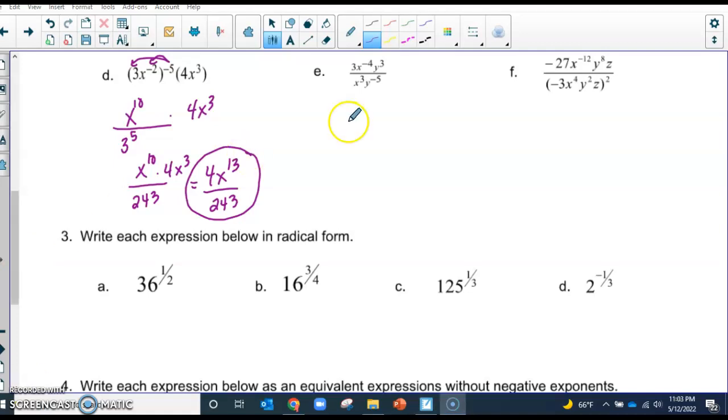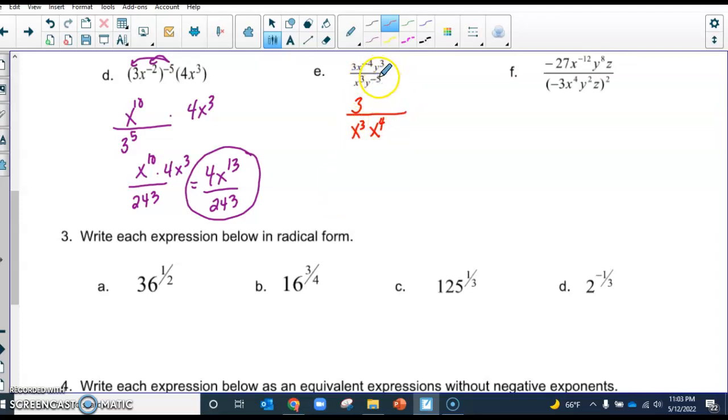All right, jumping into E. This is going to be a lot of just combining like terms here. So notice my 3 in the front is going to be by itself, so that's just going to stay up top. Then I've got x to the -4 and x to the third. Anytime we have a negative, we can bump it to the opposite place to make it positive. So on the bottom, it's going to look like this.